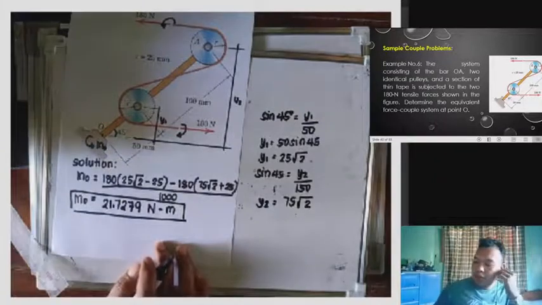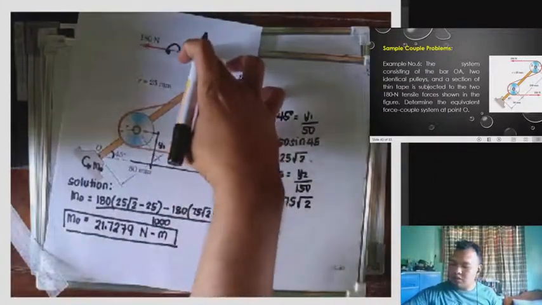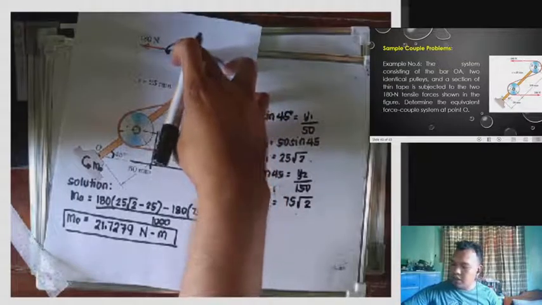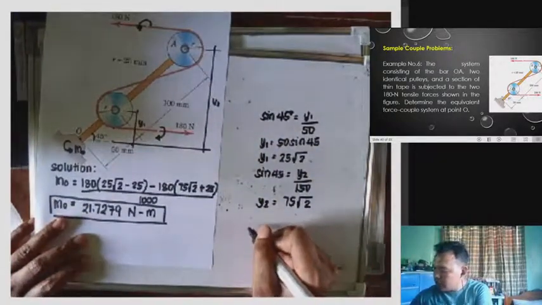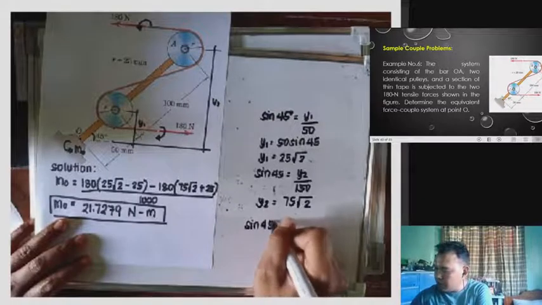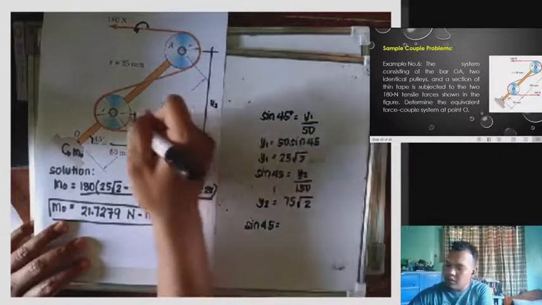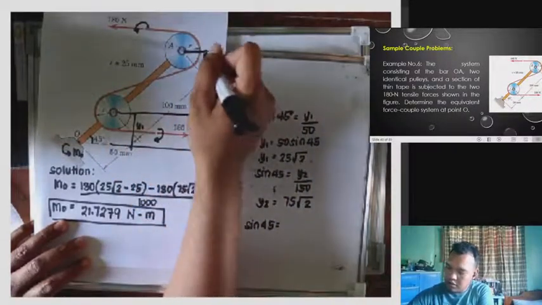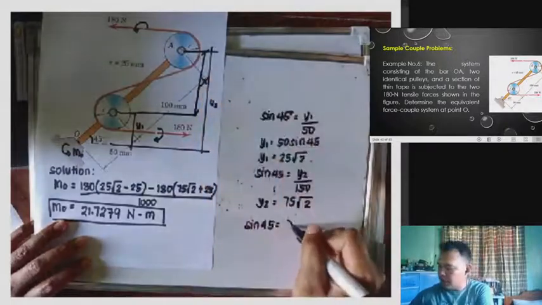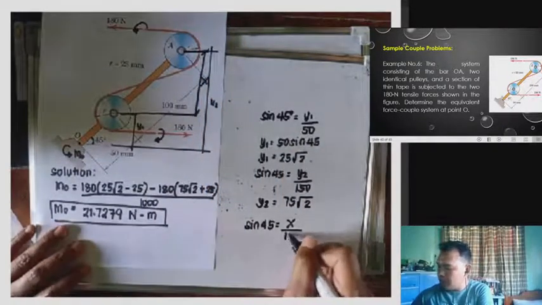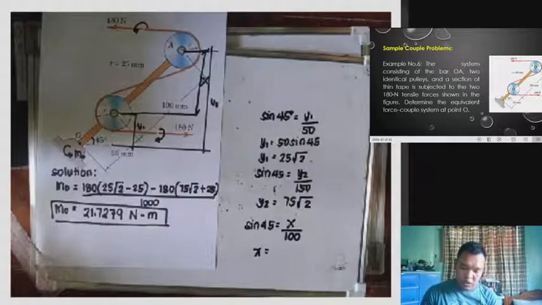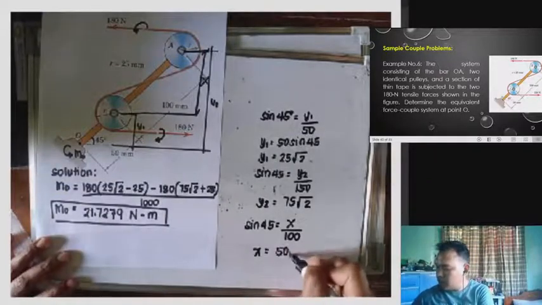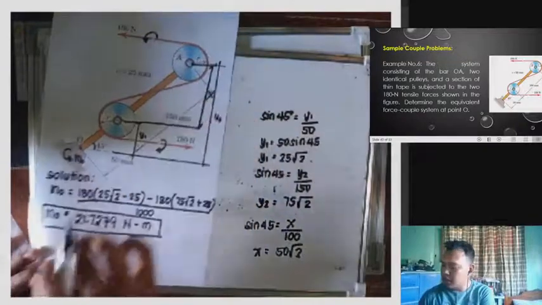Okay. So, pwede rin niya pong para makuha po is kunin niyo lang yung perpendicular distance na to. So, therefore, para makuha yung perpendicular distance na to, we have here sine 45 is equivalent kay sabihin kong perpendicular distance na to is x all over 100. Therefore, x is equivalent kay 100 sine 45 equals 50 the square root of 2. So, to get the distance, perpendicular distance, we have here another 50.